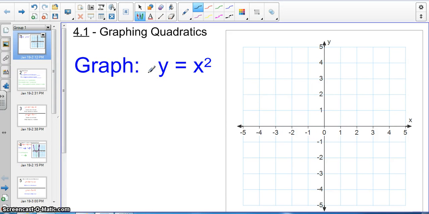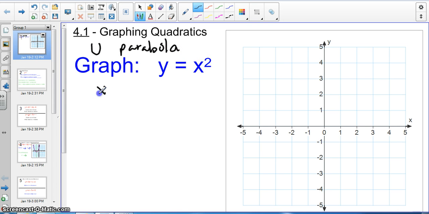Hello, today we're starting Chapter 4. Chapter 4 is quite a big chapter and it deals with quadratics. Quadratic graphs will always look like a U, which is known as a parabola. And then a quadratic will always have the highest term have an exponent of 2.